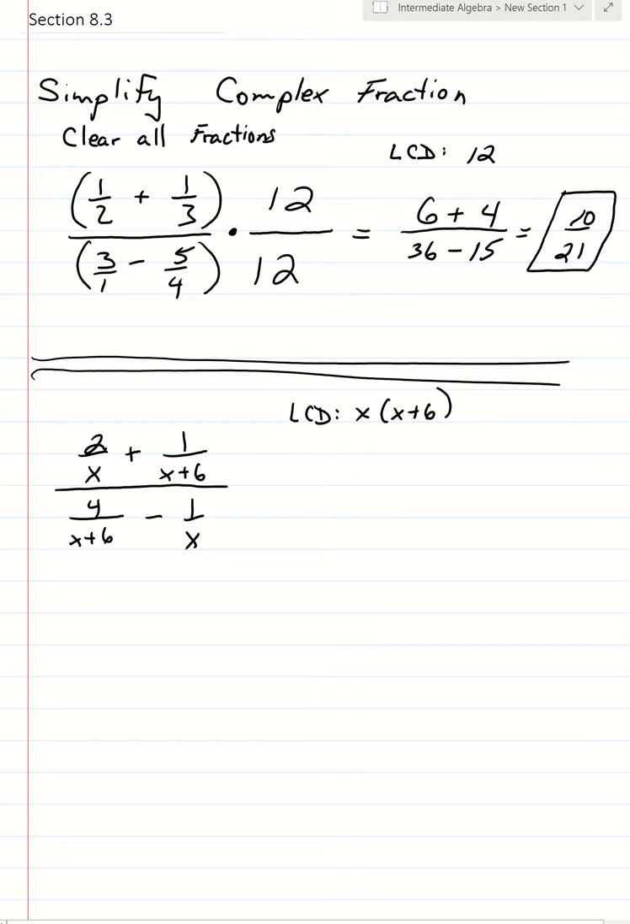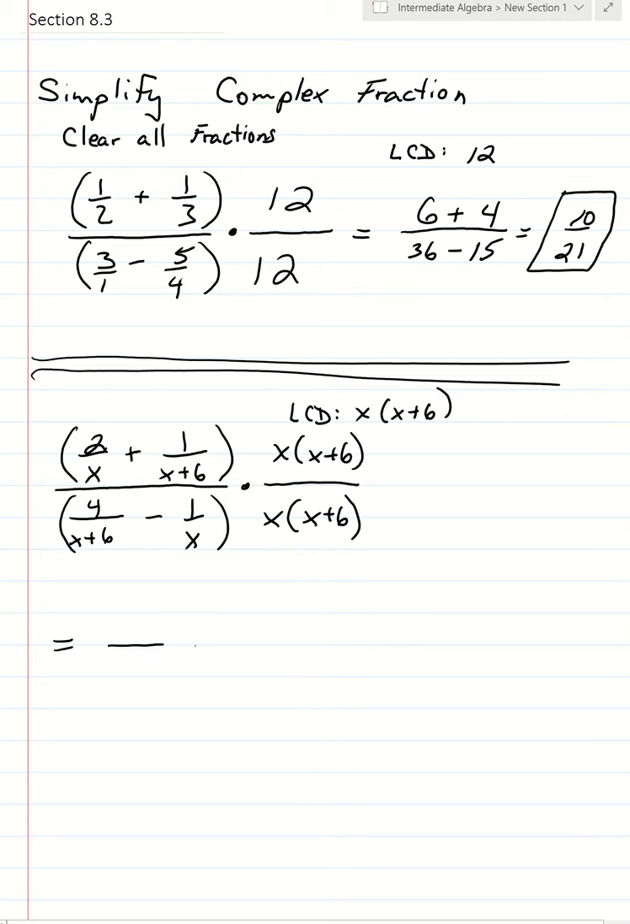Now once again, I want to clear these much smaller fractions. So I have to multiply the numerator and the denominator by this lowest common denominator: x times x plus 6, and x times x plus 6. Now, we have to multiply each of these fractions with the lowest common denominator. Now remember, if something is the same top and bottom, it will simplify.